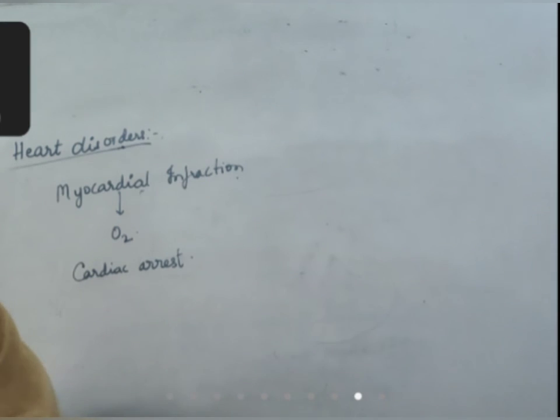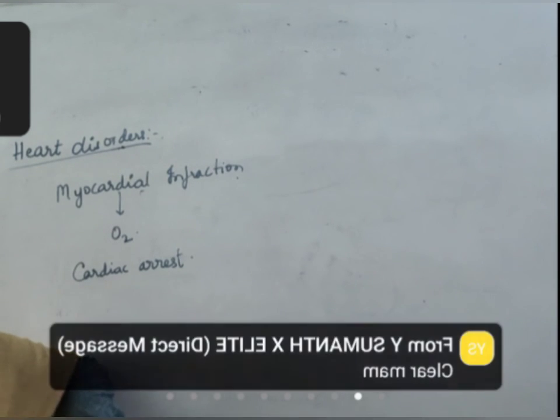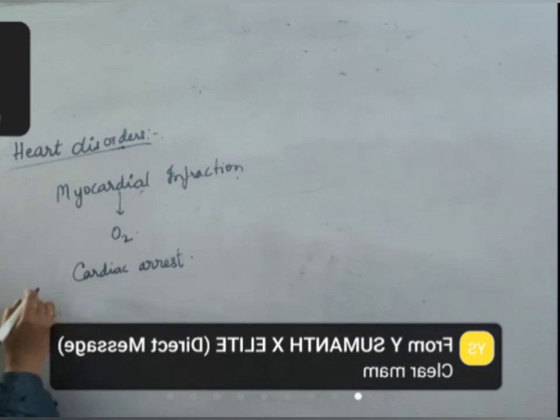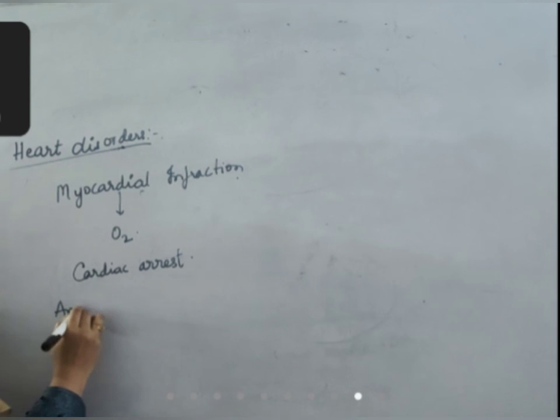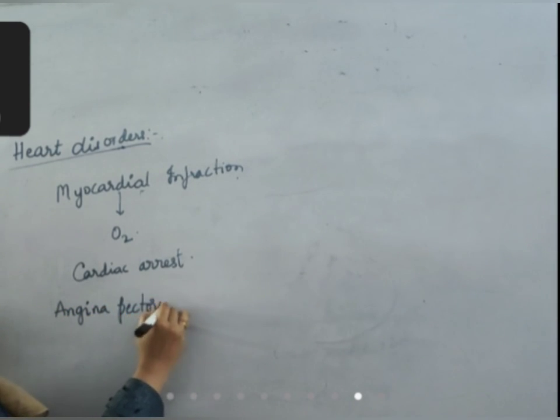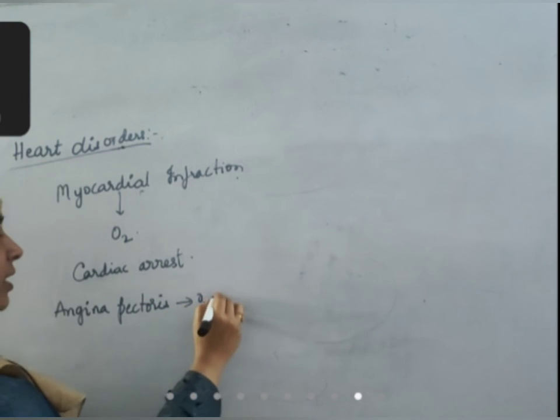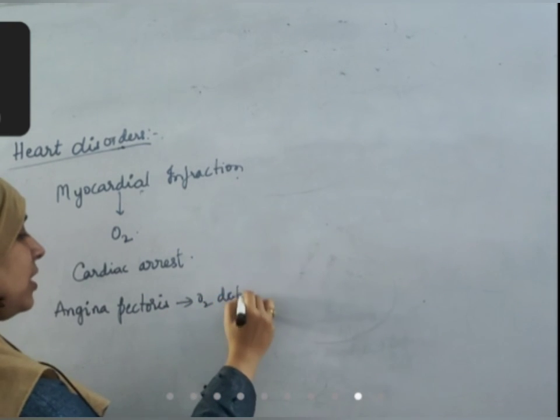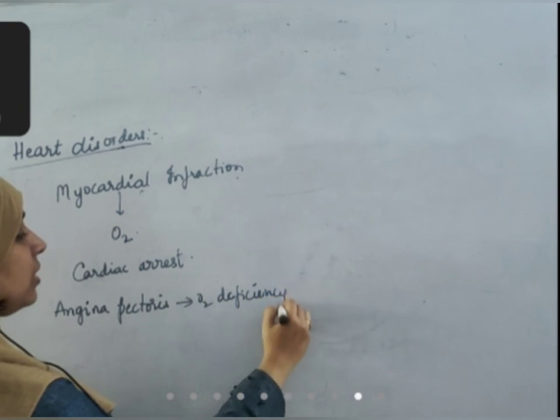Okay. Next, if the same condition occurs in middle-aged people, it is also called angina pectoris. This is also oxygen deficiency. Oxygen supply is not good in the heart.